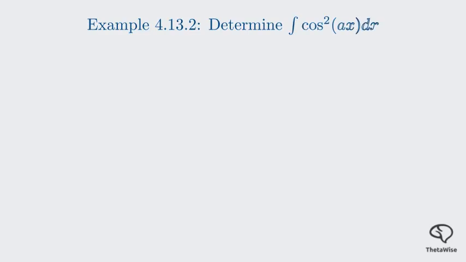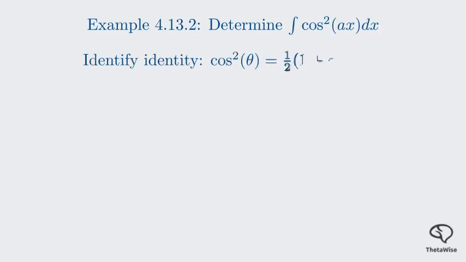Our next problem is very similar. Let's find the integral of cosine squared of ax. Just like before, we need to use an identity to rewrite this expression. The identity for cosine squared is our key. The identity is cosine squared theta equals 1/2 times 1 plus cosine 2 theta. Replacing theta with ax, we get that cosine squared of ax is 1/2 times 1 plus cosine 2ax.